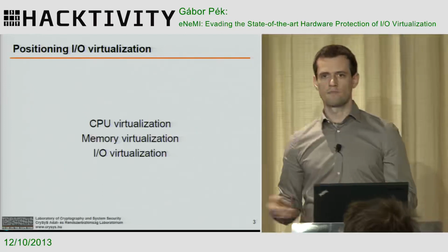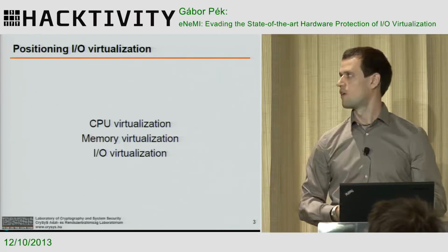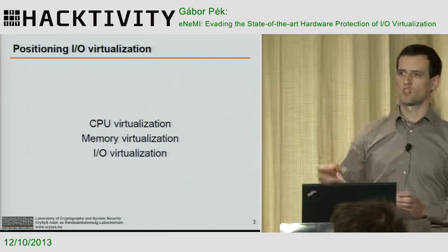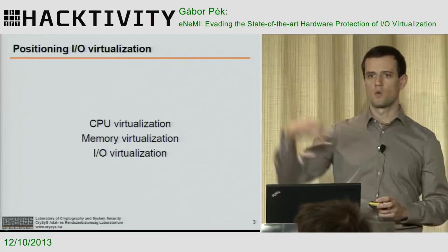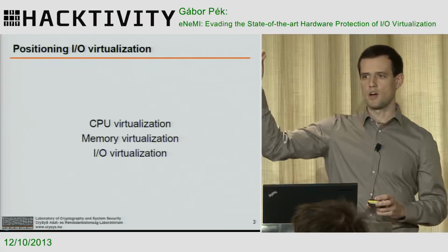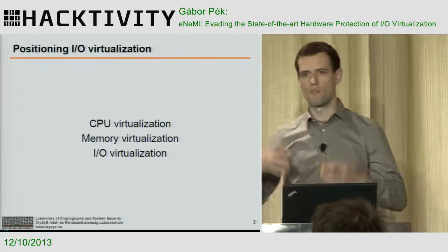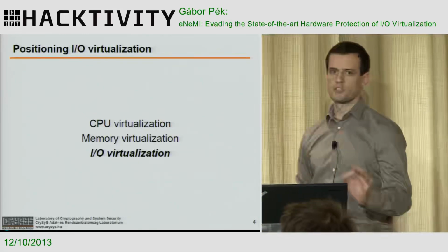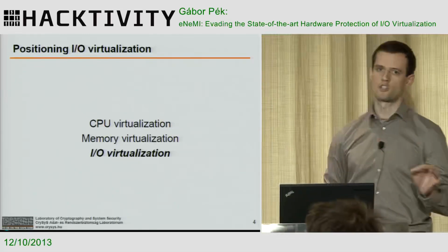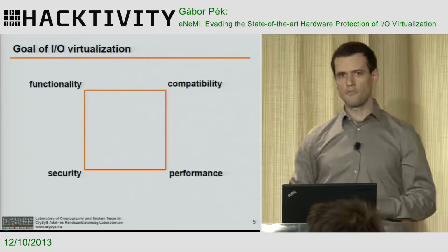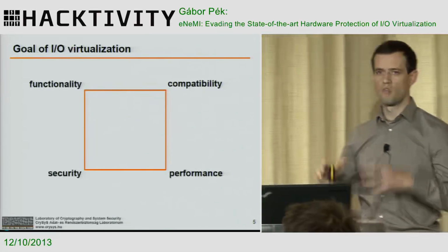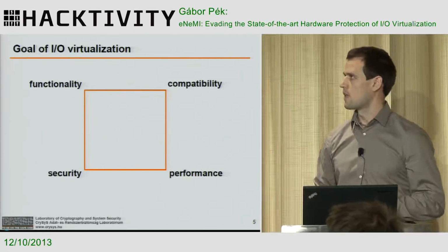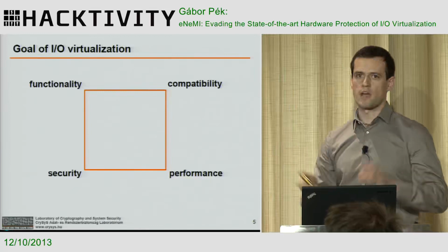I/O virtualization is the third member of this virtualization family. Here what we need is to virtualize I/O devices towards guests, so that these devices can be used efficiently in a virtual environment. So in this presentation, we are going to focus on I/O virtualization. To understand the goal of I/O virtualization, we see a square here. Basically, there are four main aspects.